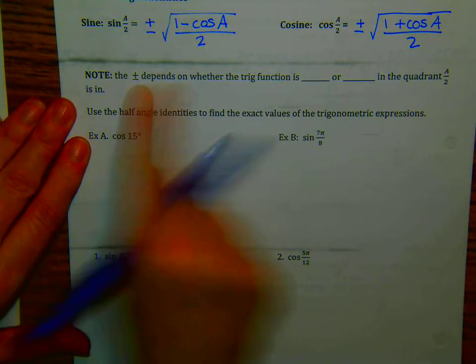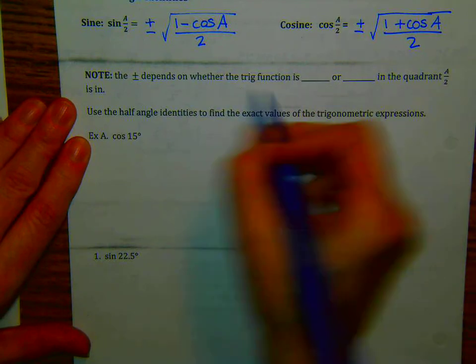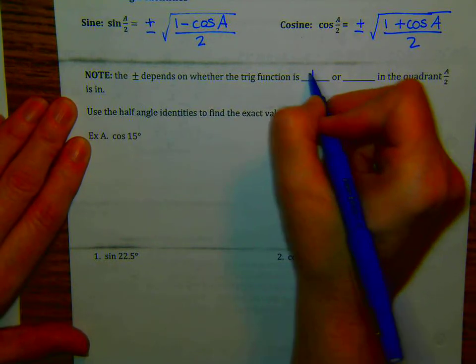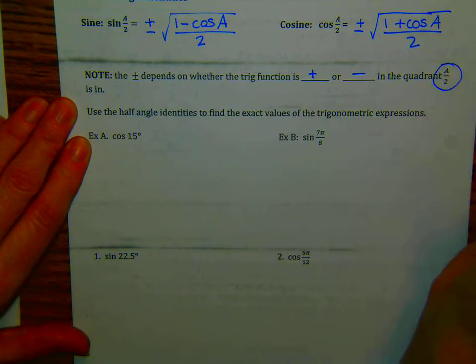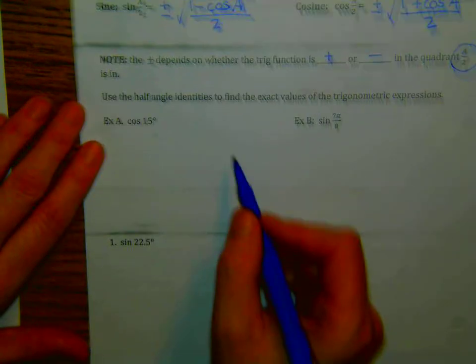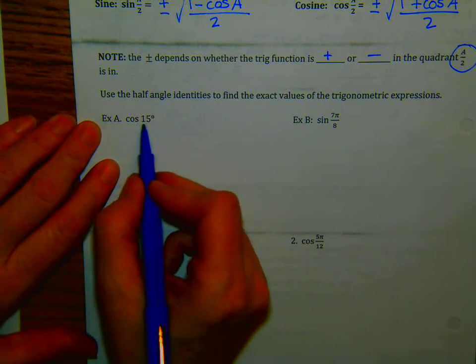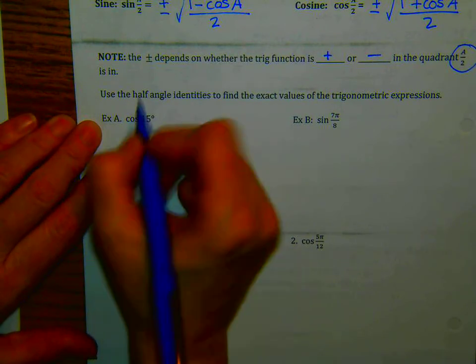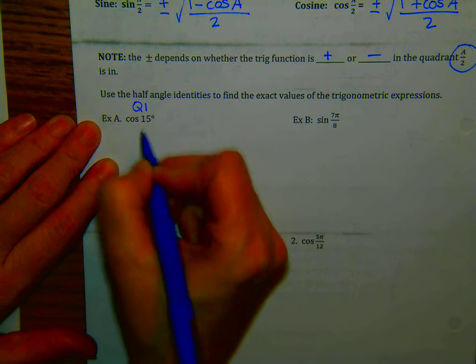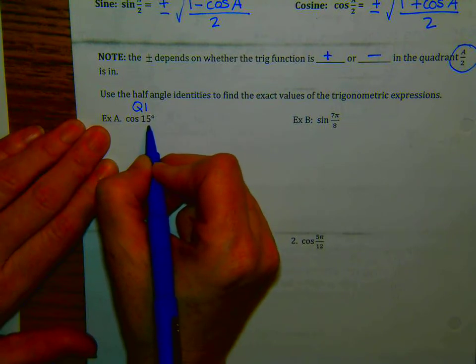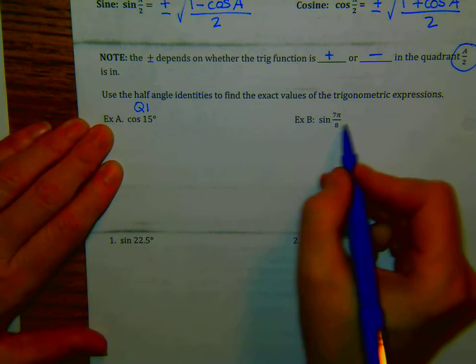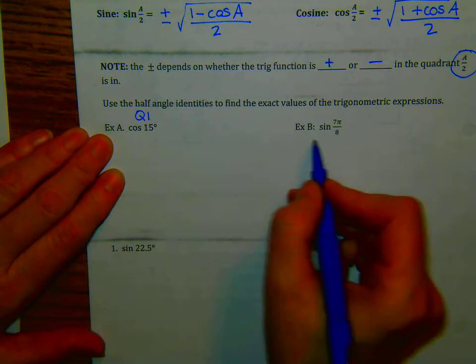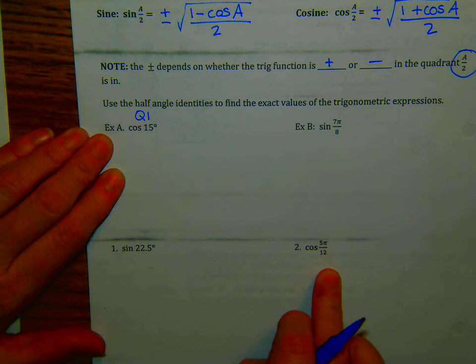Now, whether the trig function is positive or negative depends on what quadrant the half angle is actually in. So, for example, we're going to solve for the cosine of 15. The cosine of 15 is in quadrant 1. The cosine is positive in quadrant 1, so this is going to be a positive angle. Okay? We're going to solve these first two, and you're going to solve the next two on your own.